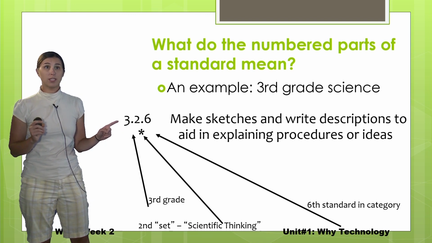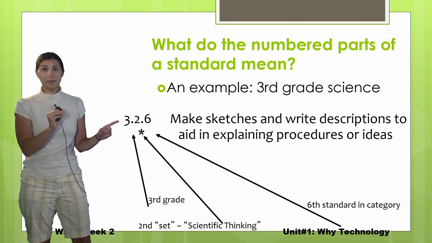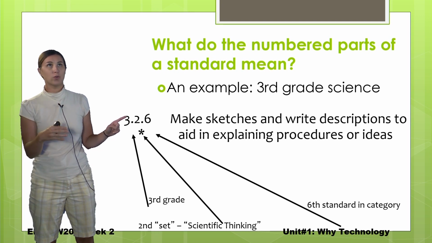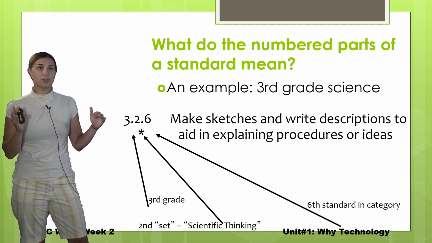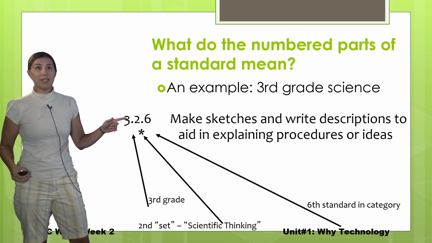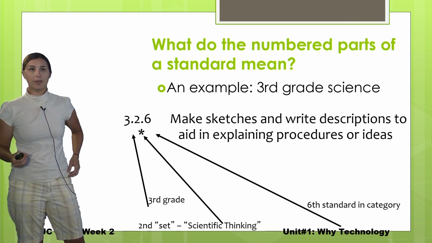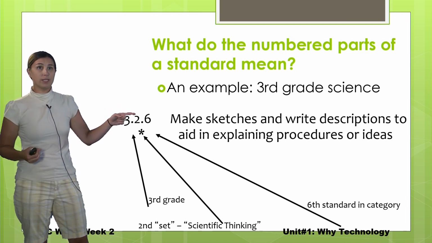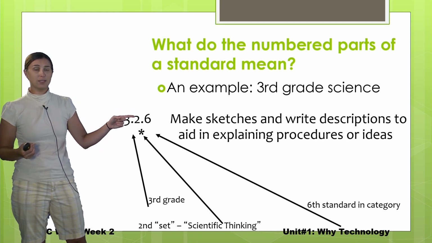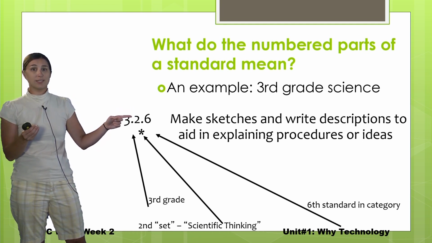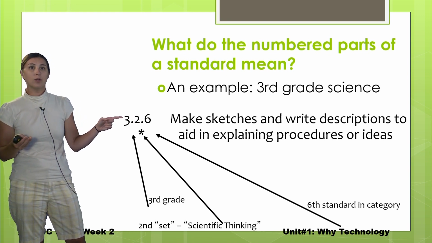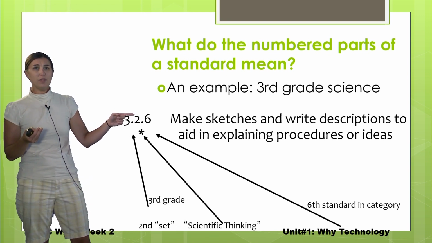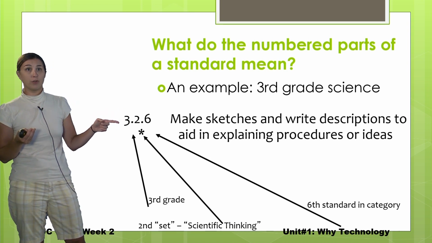Usually the first number in the standard is dedicated to what grade level it is. However, certain things like world history or maybe journalism, they don't have a grade level necessarily associated with it. So instead they might have the initials there for that. The second number is the set. So the second set here is scientific thinking for science. And then the last one is which standard within that set, which standard within that category. So this is the sixth standard in the second set, which is scientific thinking in third grade science.